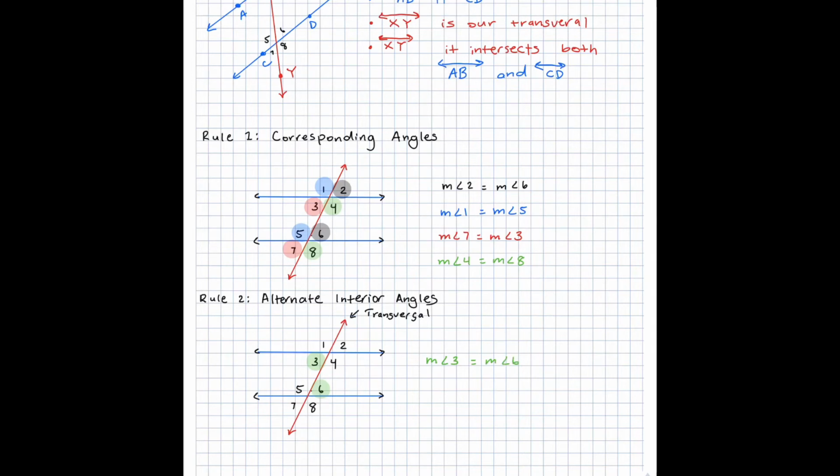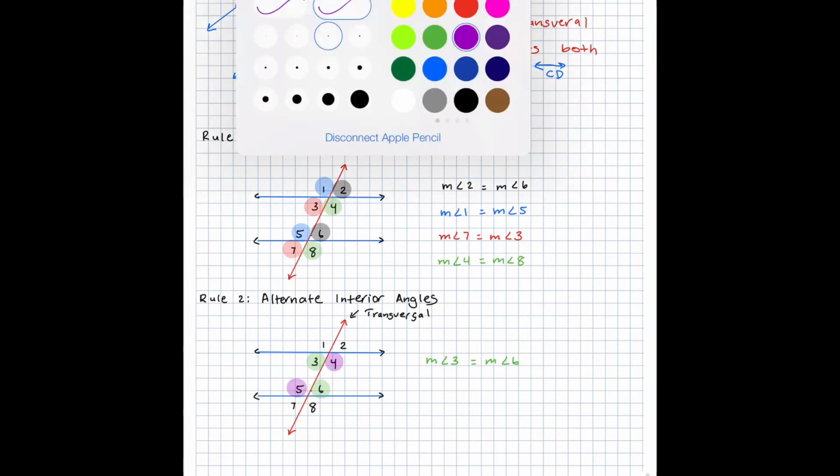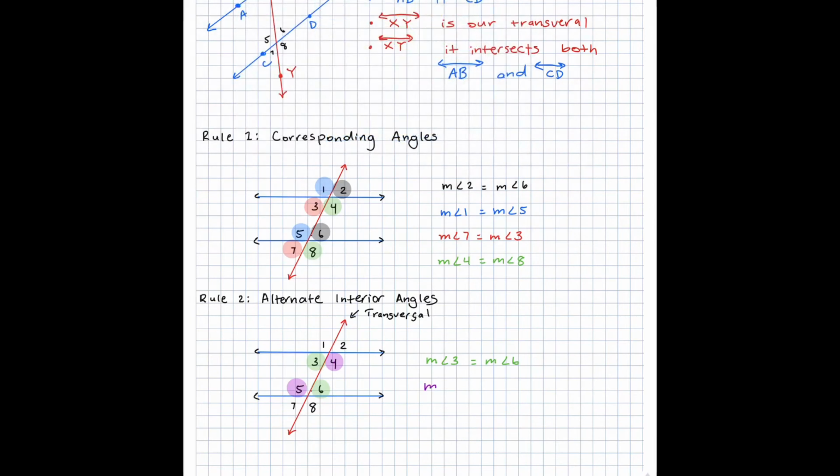Now our other set of alternate interior angles are 4 and 5. The measurements of angles 4 and 5 are going to be the same as well. These are our alternate interior angles.